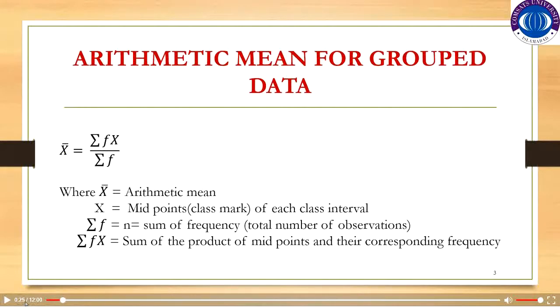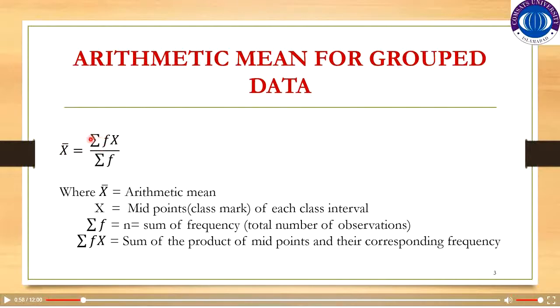The first measure is arithmetic mean, and the formula is x bar is equal to summation fx divided by summation f. What is f? F represents frequency. X is the midpoint or the class mark of the class interval. X bar is arithmetic mean.